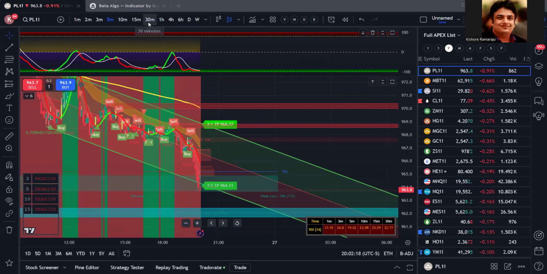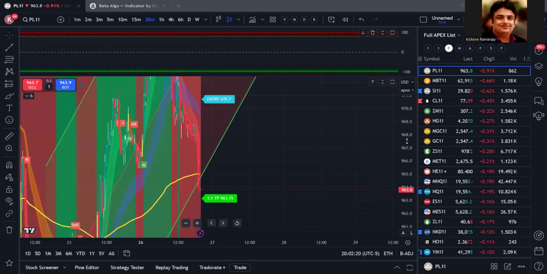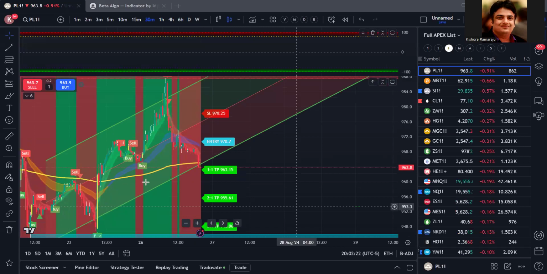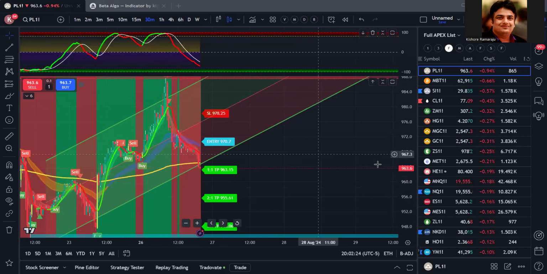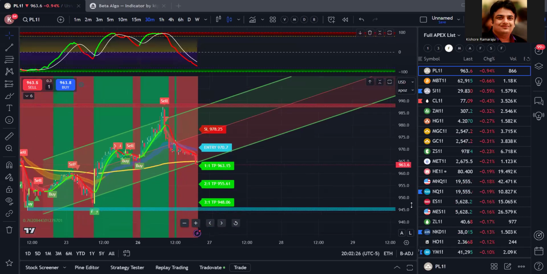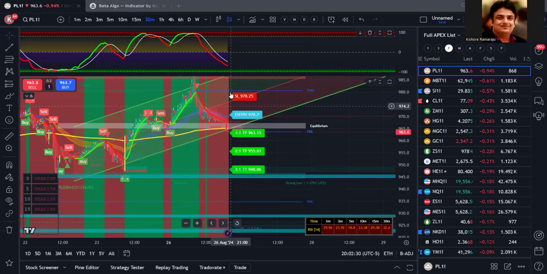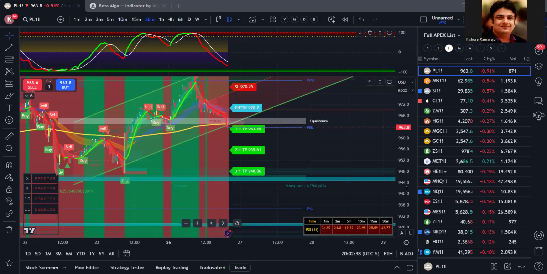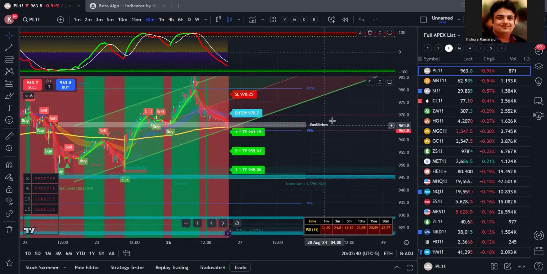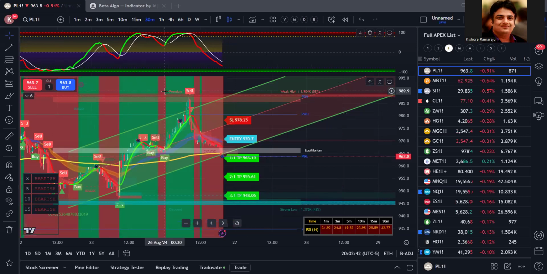Now if you go and see the 30-minute time frame, you can see that in 30 minutes also it is in a downtrend. So based on the 30-minute time frame, there is a possibility for this one to go until 963, 955, 948. These are the targets. So in 30 minutes also it is in a downtrend.